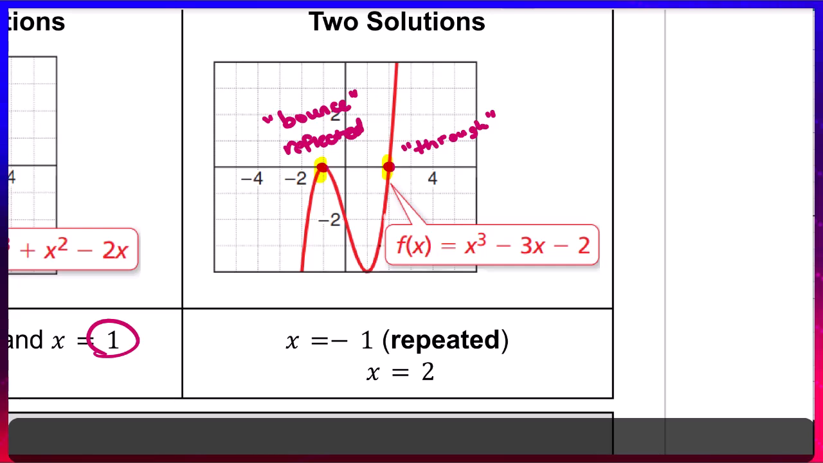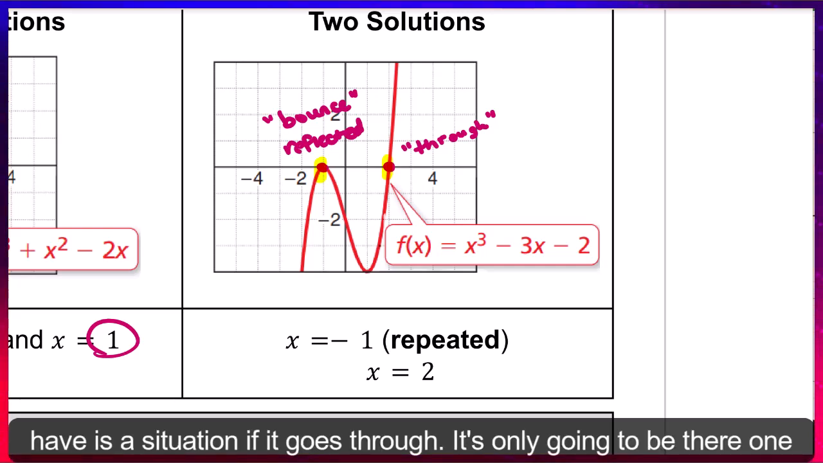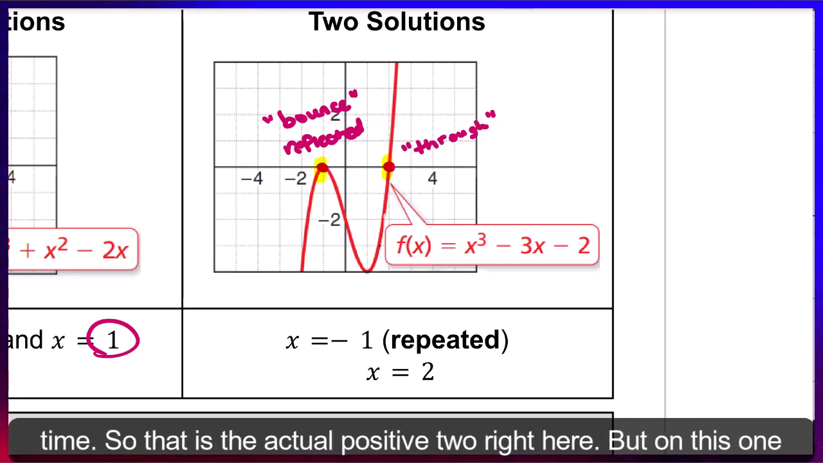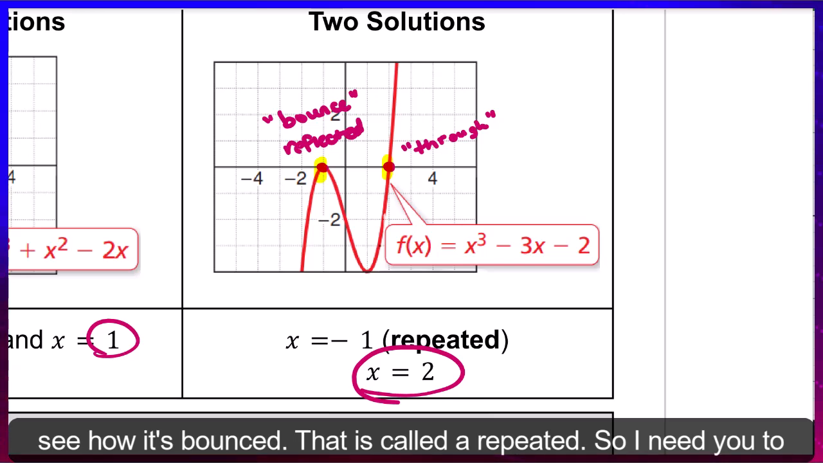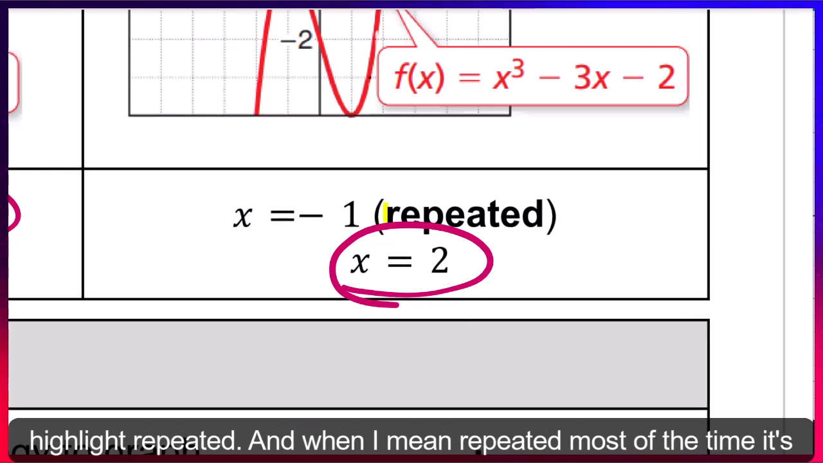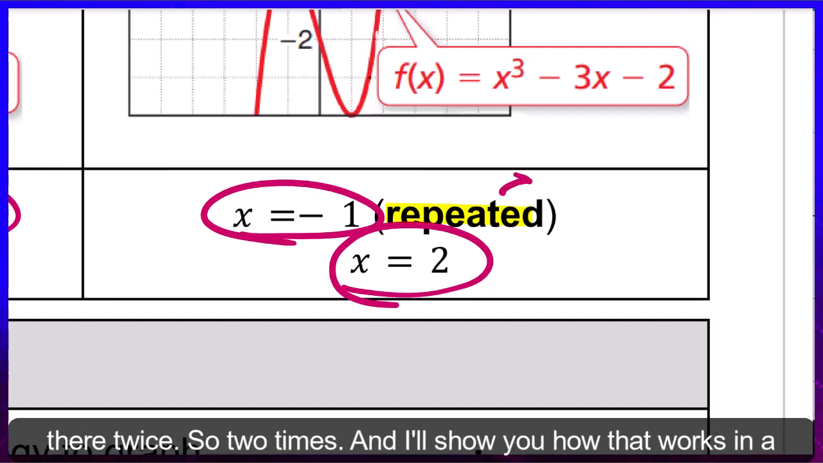Now, if it goes through, it's only going to be there one time. So that is the actual +2 right here. But on this one, see how it's bounced? That is called a repeated solution. So I need you to highlight repeated. And when I mean repeated, most of the time it's there twice, so 2 times. And I'll show you how that works in a second as well.